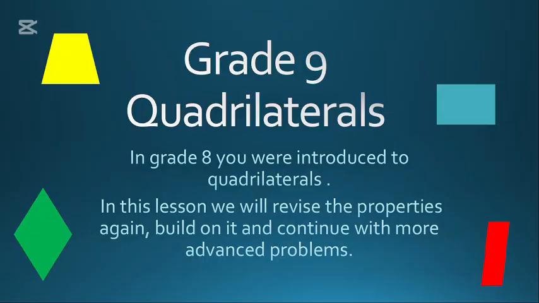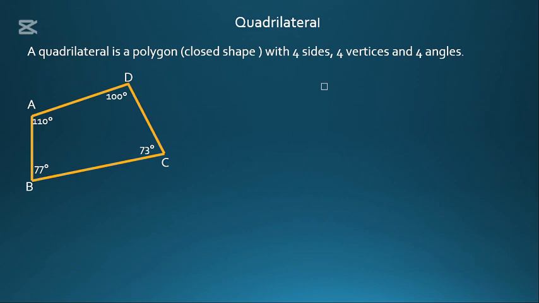Good day, everyone. Now, in grade 8, you were introduced to quadrilaterals, right? So in this lesson, we will revise the properties again, build on it, and continue with more advanced problems. Right. So a quadrilateral is a polygon, which is actually a closed shape, with 4 sides, 4 vertices, and 4 angles. Right. So this quadrilateral over here, we call that quadrilateral ABCD.